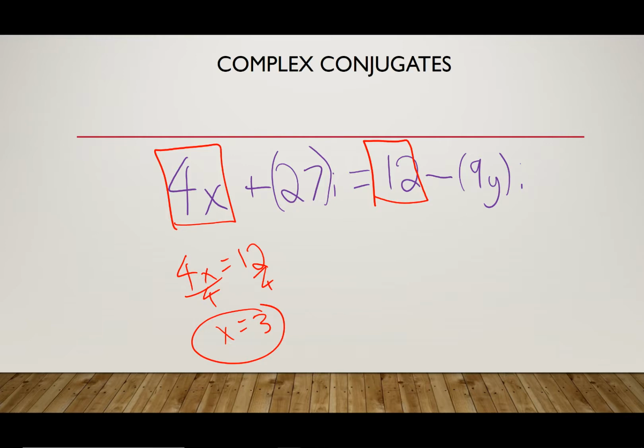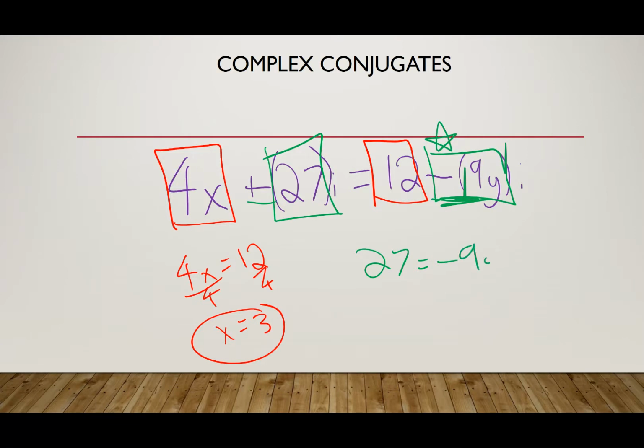All right, and then let's use green. 27 has to be the same as negative 9y. I know this was positive 27, but when I say 27, it's kind of implied that it's positive 27. That's why you got to pay close attention to those minus signs sometimes. So for negative 9y to be 27, divide by negative 9, you get negative 3 as our y value. All right, moving on.